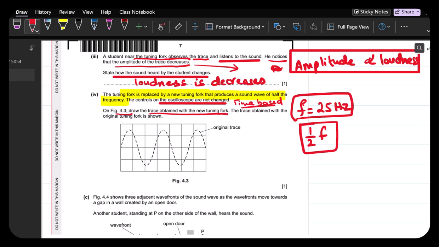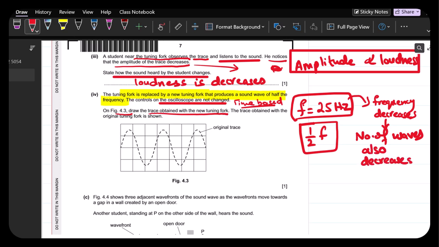So if frequency decreases, it means the number of waves also decreases. So in this diagram, if you are getting one wave in this time, now you will be getting half wave in this time period. So I'm going to draw, somehow you can say, this much half wave you are getting.